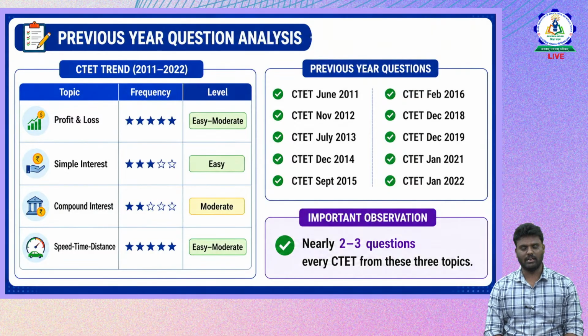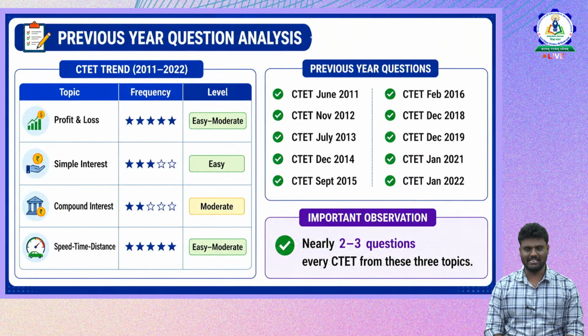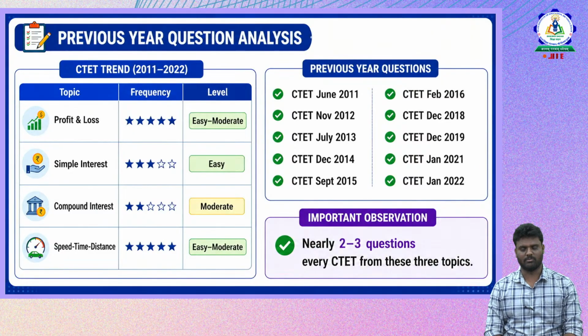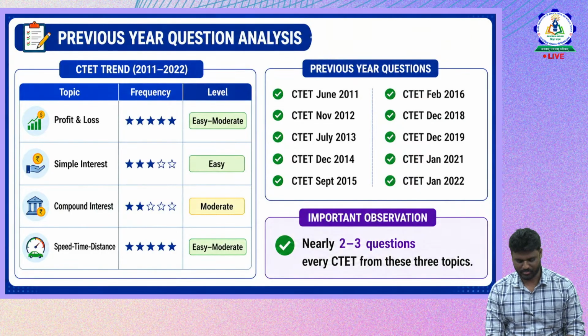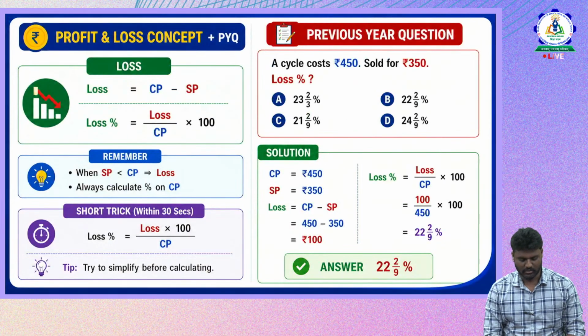Nearly every year, CTET paper 1 and paper 2 ask 2 to 3 questions from these concepts. In today's class, let us learn these concepts and solve some of the previous CTET questions. Let us see now.